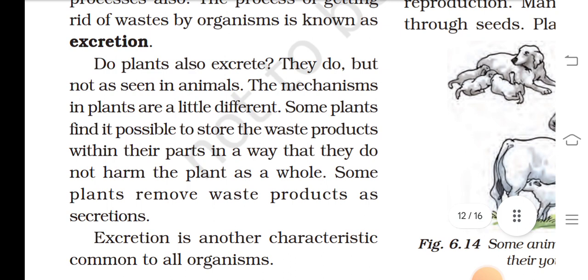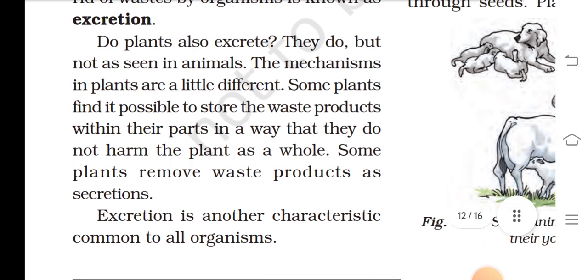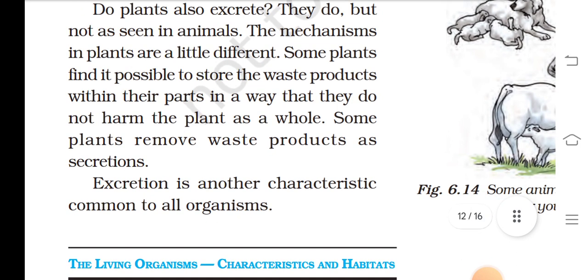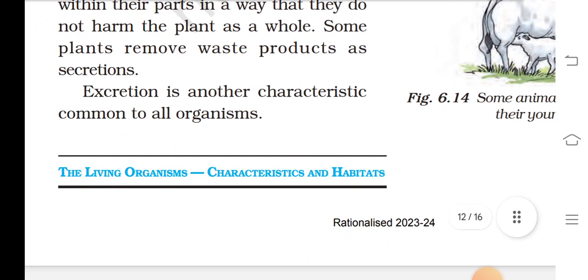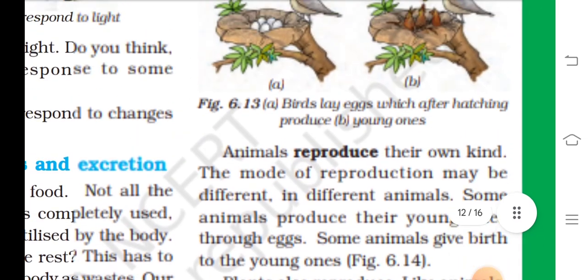Do plants also excrete? They do, but not as seen in animals. The mechanism in plants is a little different. Some plants store the waste products within their parts in a way that they do not harm the plant as a whole. Some plants remove waste products as excretion. Excretion is another characteristic common to all organisms.